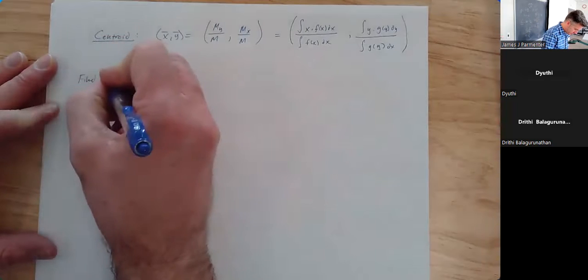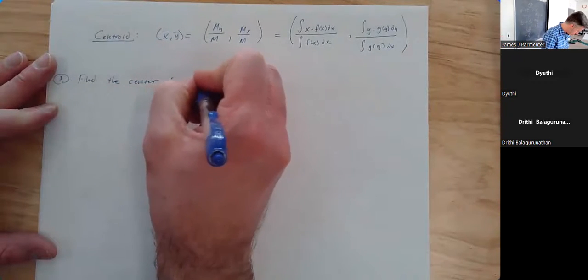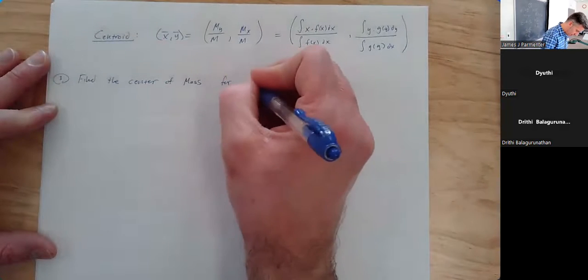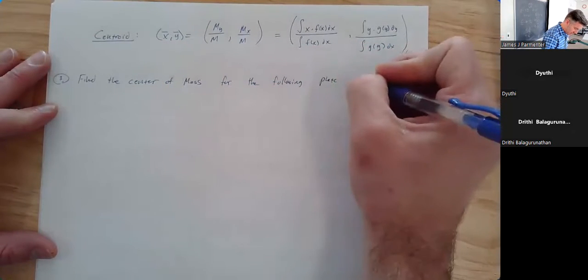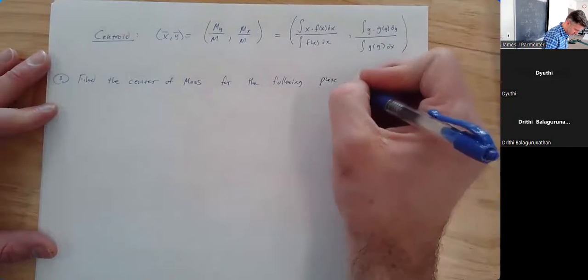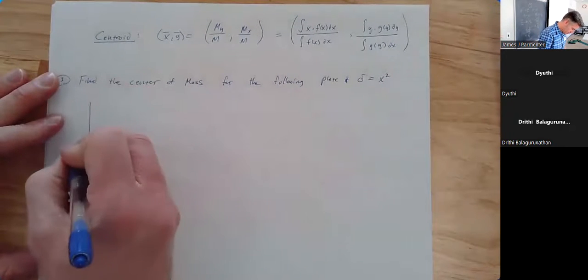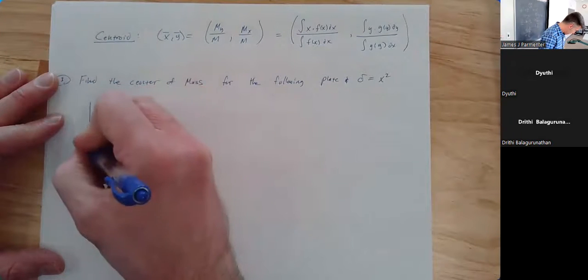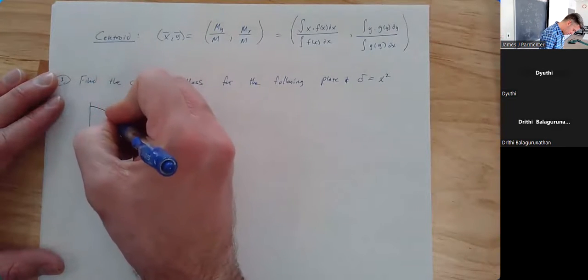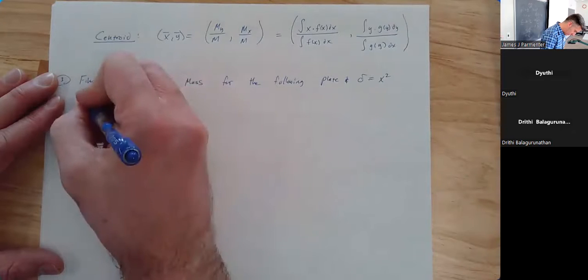So let's find the center of mass for the following plate, given that the density at any point is equal to x squared. So meaning the further right we travel, the denser the object is. It doesn't matter how high up or how far down we are. Here's my plate. It's going to be the region bounded by y equal to 2x and y equal to 3 minus x squared, and then x equal to 0.